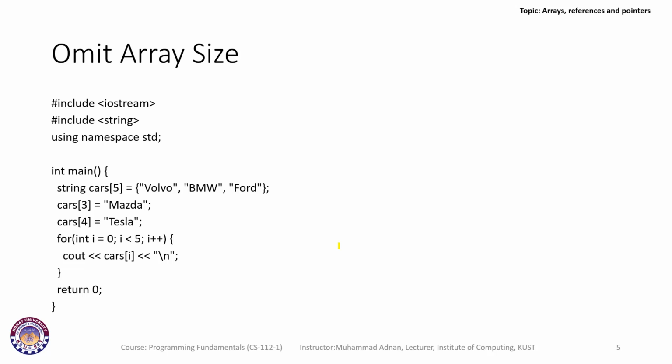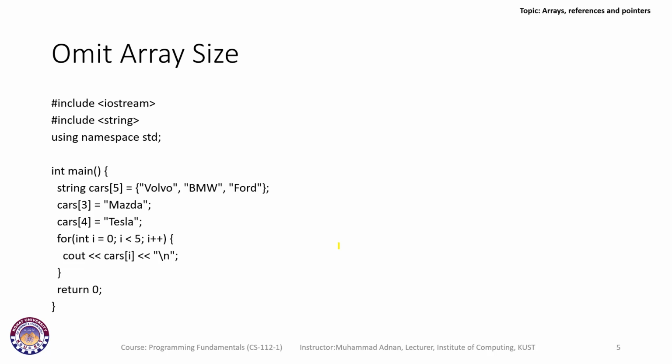Similarly, we have a string header file. This string header file is used if you want to declare a string. And then we have namespace std. The standard namespace contains all the definitions of the functions and methods, and you do not have to rewrite them again and again.